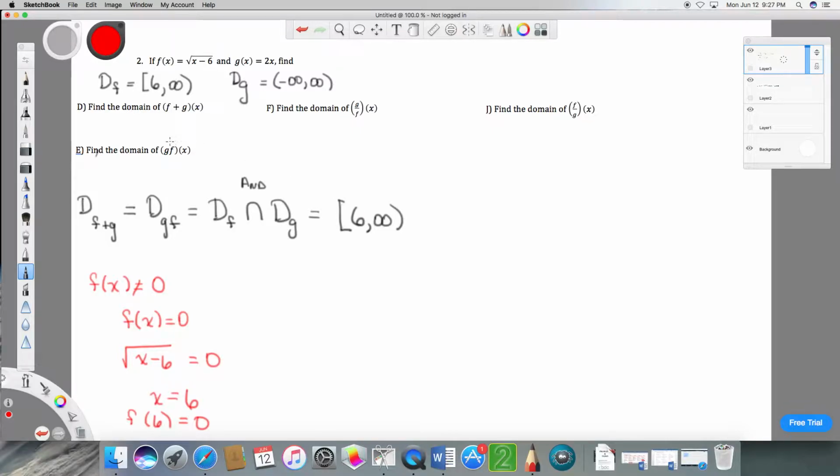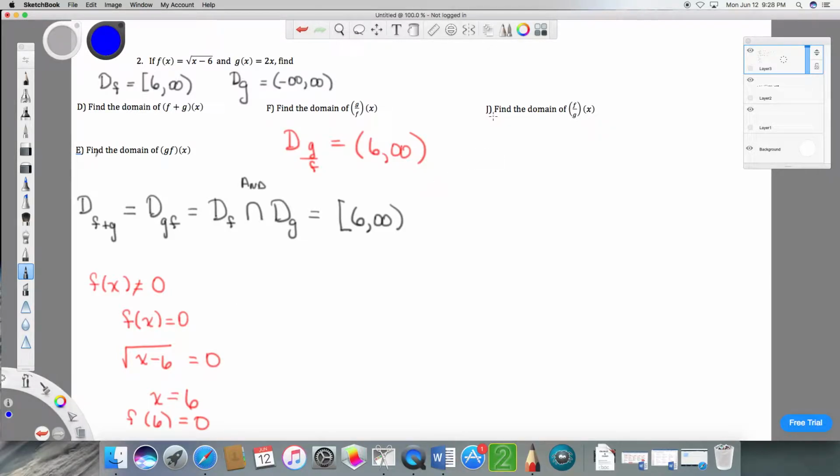So we said it would be the same answer as D and E plus any possible restrictions. The restriction is we have to remove 6. So for part F, the domain of g divided by f is from 6 to infinity, but excluding the number 6. All right.